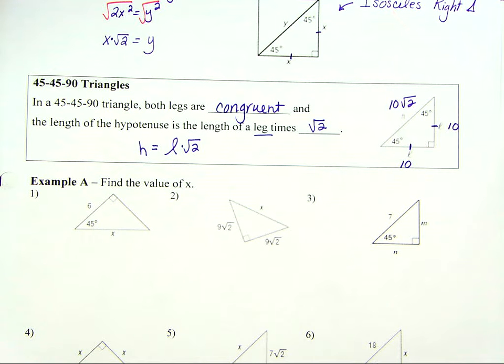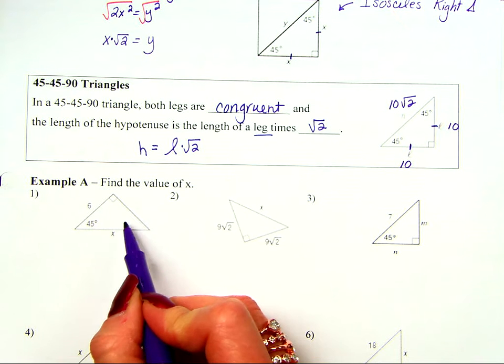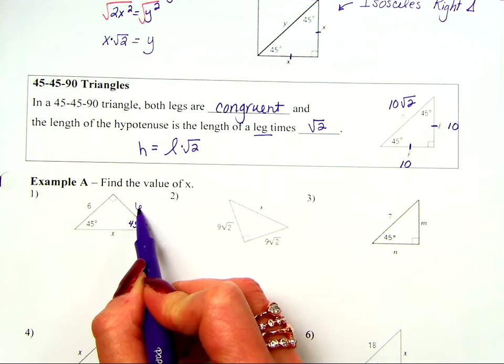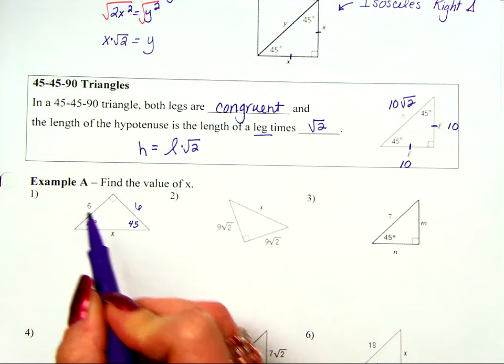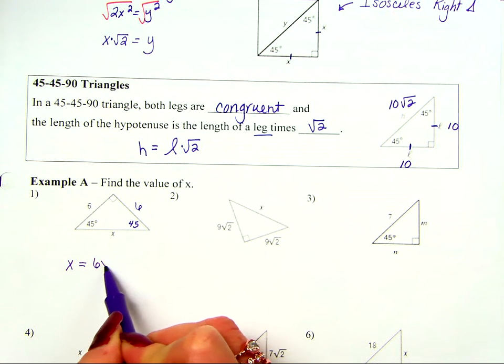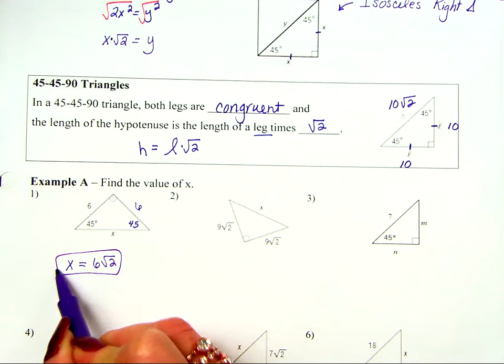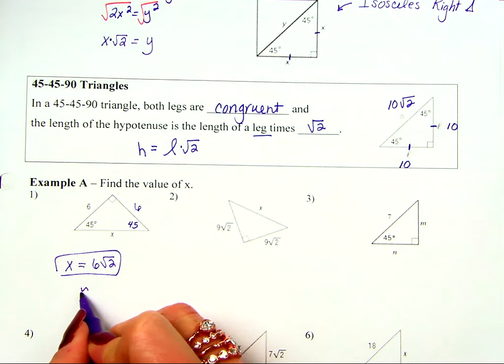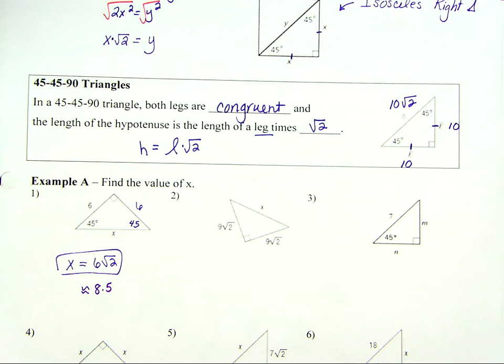First thing we want to identify is what kind of special right triangle we have. If this is 45 degrees and this is 90, we know that this is 45. We know that our two legs would have to be the same. What would my value for x be? Well, if this is 6 and this is 6, x would simply be 6 times root 2. Now 6 root 2, we could figure out that value by multiplying. It comes out to about 8.5, but we're going to leave our answers in radical form today.